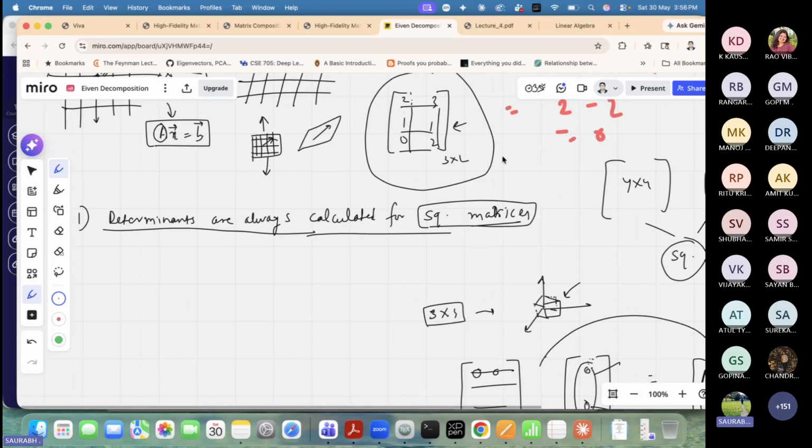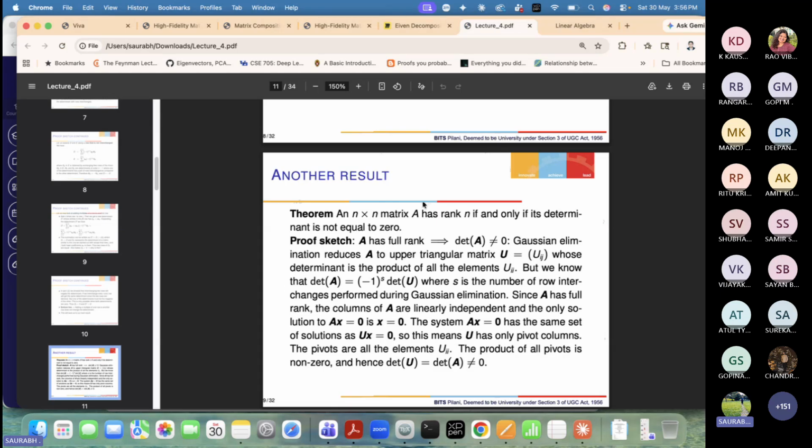Now on your slide, there are three, four important things which have been given. This is the first one, which we just saw. An N cross N matrix A has rank n if and only if its determinant is not equal to 0. Now this is important. This is also visually very important, because think of in what cases the determinant would be 0, in what cases the determinant can become 0.